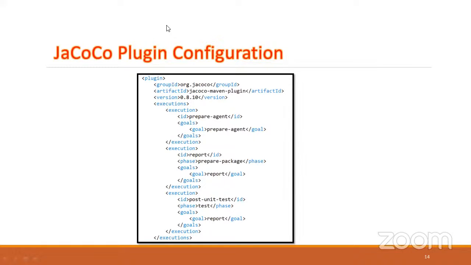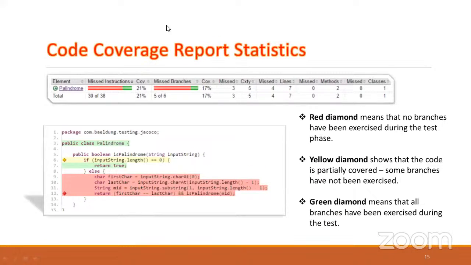If you remember correctly, yesterday we configured one Maven plugin. What was that plugin? The Maven compiler plugin, right? In the same way, you need to configure the JaCoCo Maven plugin, simple. This is how the code coverage report looks like.